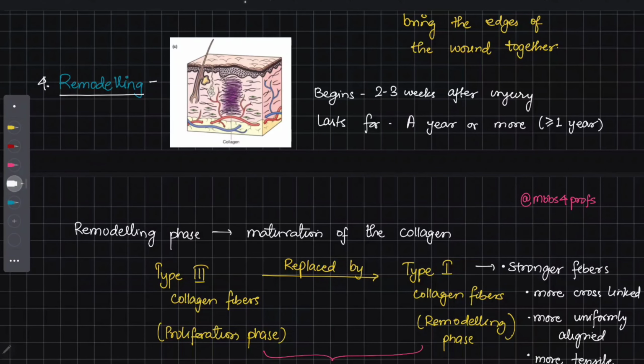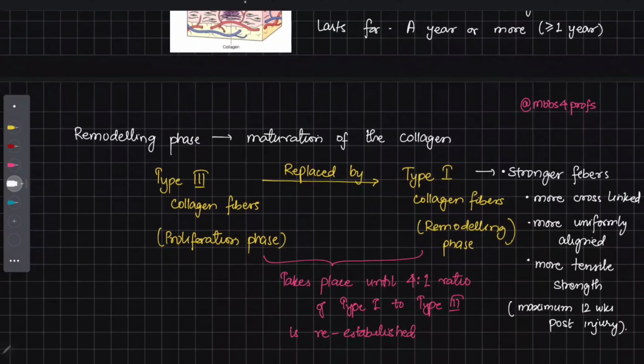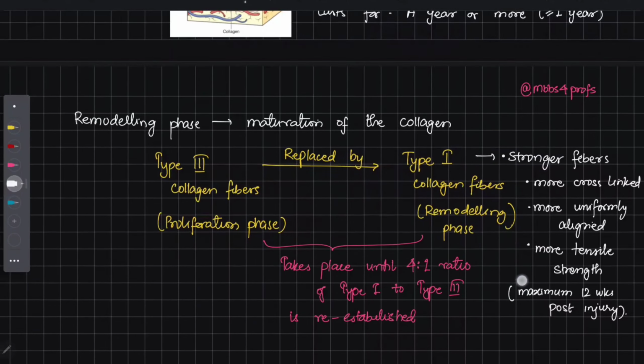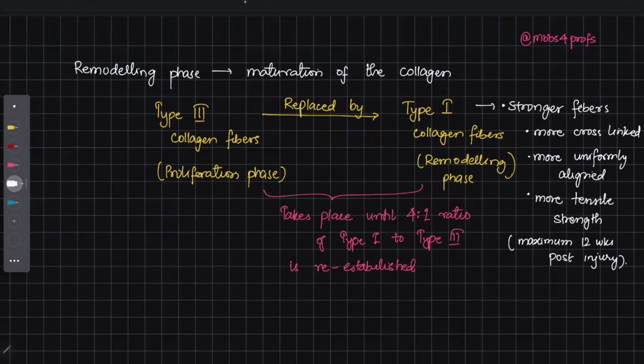The last phase is the remodeling phase, which begins at 2 to 3 weeks after injury and lasts for a year or more. In the remodeling phase, there is maturation of the collagen. Type 3 collagen fibers are replaced by type 1 collagen fibers. Type 3 collagen fibers are more seen in the proliferation phase, whereas type 1 collagen fibers are more seen in the remodeling phase. Type 1 collagen fibers are stronger fibers, which have more cross linkage, more uniform alignment, and more tensile strength.